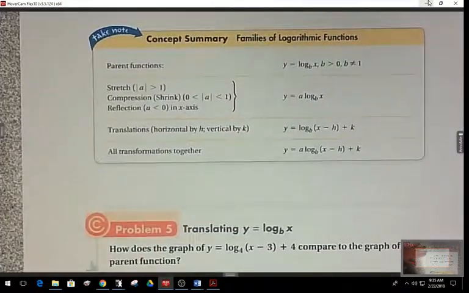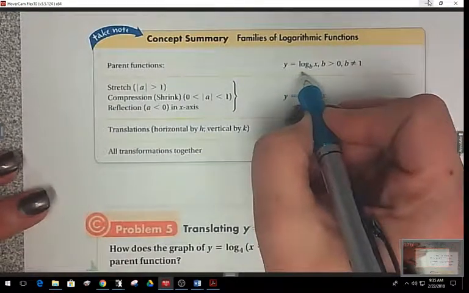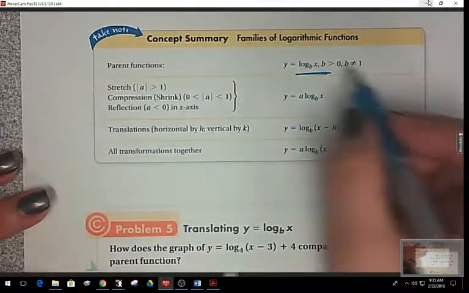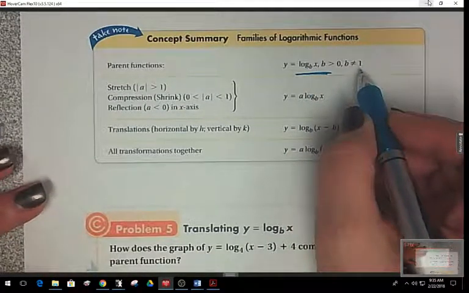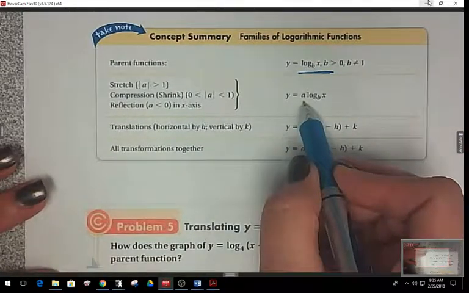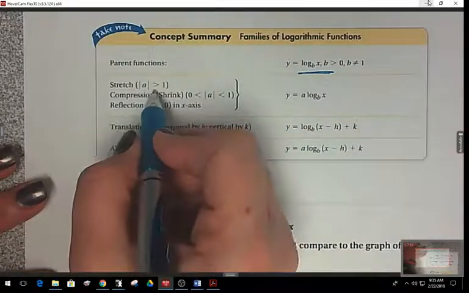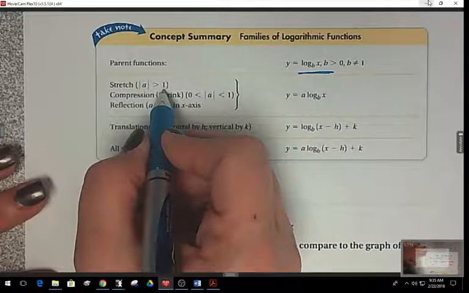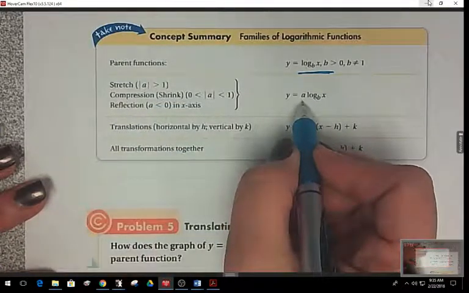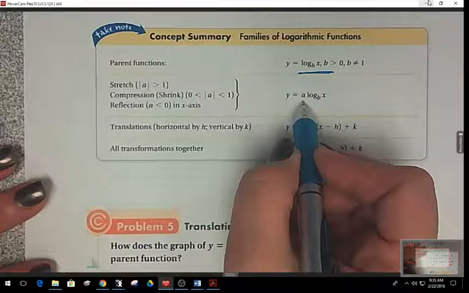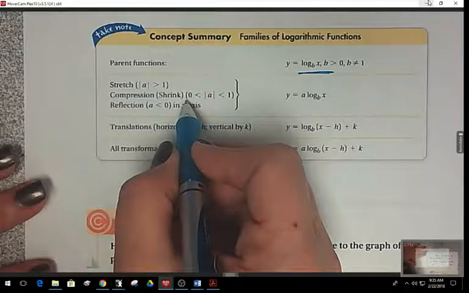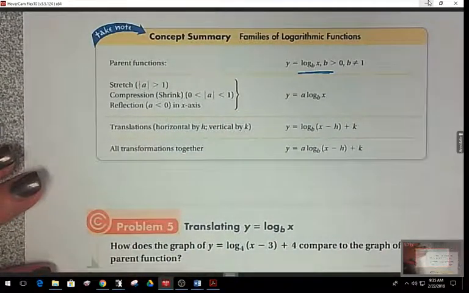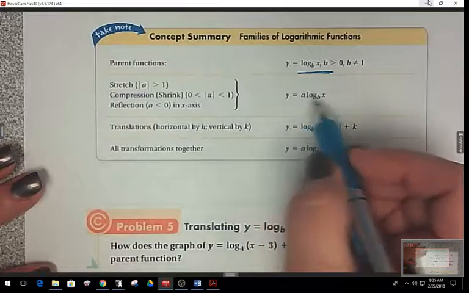Okay, this box starts out talking about, here's your parent function. Again, the base for your logarithm has to be positive and it cannot be 1. If there's a number in front of your logarithm, if the absolute value of that number is bigger than 1, it stretches it up a little bit taller. If that number in front, if the absolute value of it is between 0 and 1, it kind of squishes it down, flattens it out a little bit. It's called a compression. And then if your A is negative, that's the one that's going to flip it upside down.